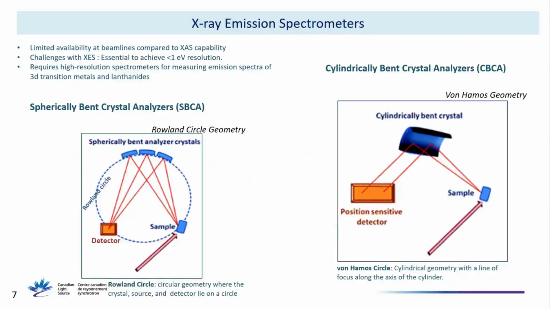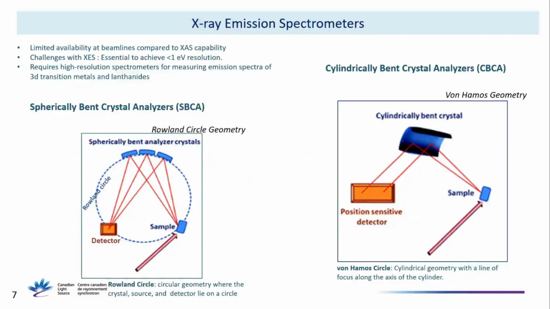Here, instead of the spherically bent crystal, they use a cylindrically bent crystal. And then there's a sample, and here we need to use a position sensitive detector. The reason is the cylindrical crystal is along the surface of the cylinder, and the sample and position sensitive detector are along the cylindrical axis, parallel to the cylindrical axis. When the X-rays fall onto the cylindrical bent crystal, they will be dispersed onto the position sensitive detector in one dimension. So CBCA will be a one-shot experiment. Just take one measurement, then you get the whole XES spectrum.